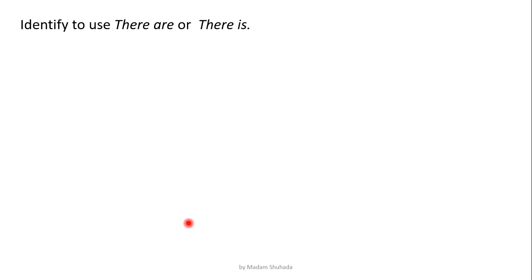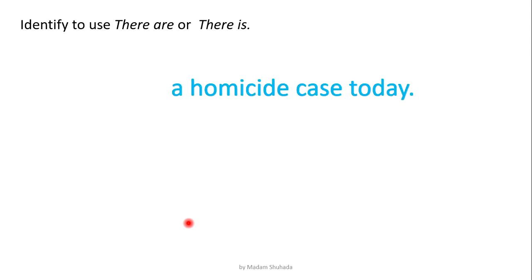Now I want you to identify, in this incomplete sentence, whether we are going to use they are or there is. So you have to choose. Number 1, a homicide case today. So what do you think? They are or there is? A homicide case today. So this is the agreement. So what do you think? Should we use they are or there is?